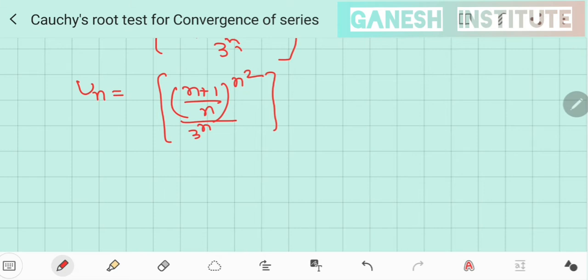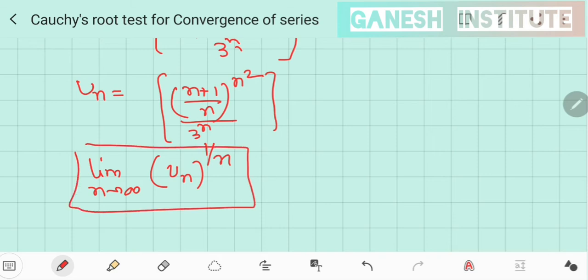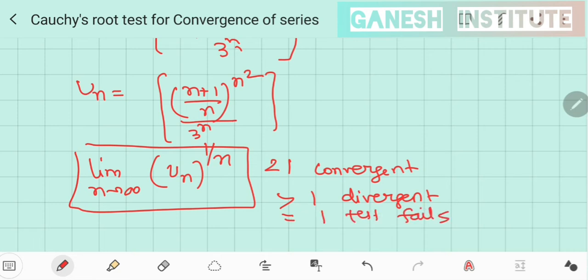So when you have your general term and it has the power of n or n square or n cube or something, then for Cauchy's root test you need to find the limit as n tends to infinity of un raised to power 1 by n. If this is less than 1, then the series is convergent. If it is greater than 1, then the series is divergent. And if it is equal to 1, then you cannot carry on with this test because the test fails.